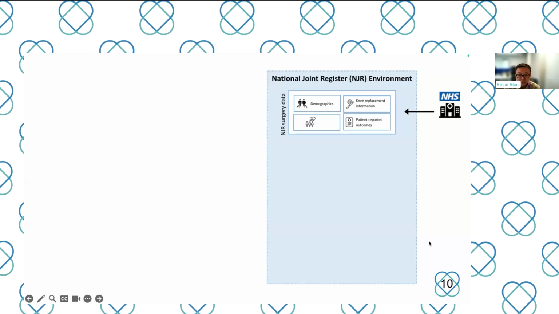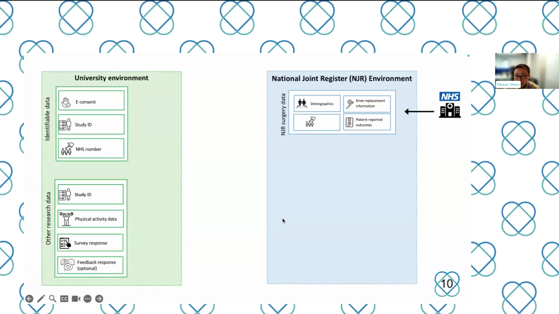Our study design follows a detailed and secure workflow to ensure comprehensive data collection and analysis while maintaining participant privacy. We start by utilizing existing NHS data from the NGR environment. Participants will provide their e-consent to join the study. We will collect identifiable information, including their name, gender, and NHS number. Additionally, we will gather research data, which consists of physical activity data from their wearable devices, survey responses, and feedback.